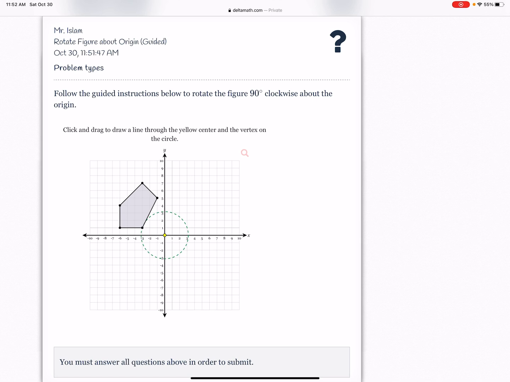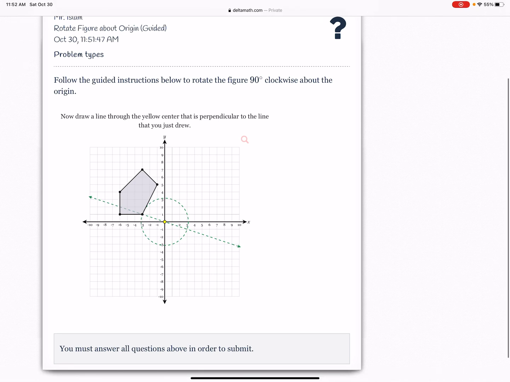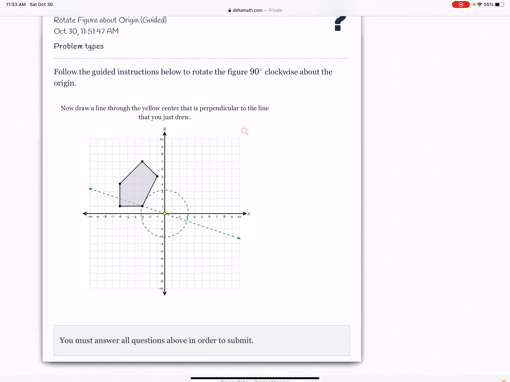Then through this yellow point, you have to connect that yellow point with that vertex which you have already fixed with the circle. Again, if it becomes dotted, you'll know it's all right. Then you have to draw a perpendicular to this dotted line that you have drawn.